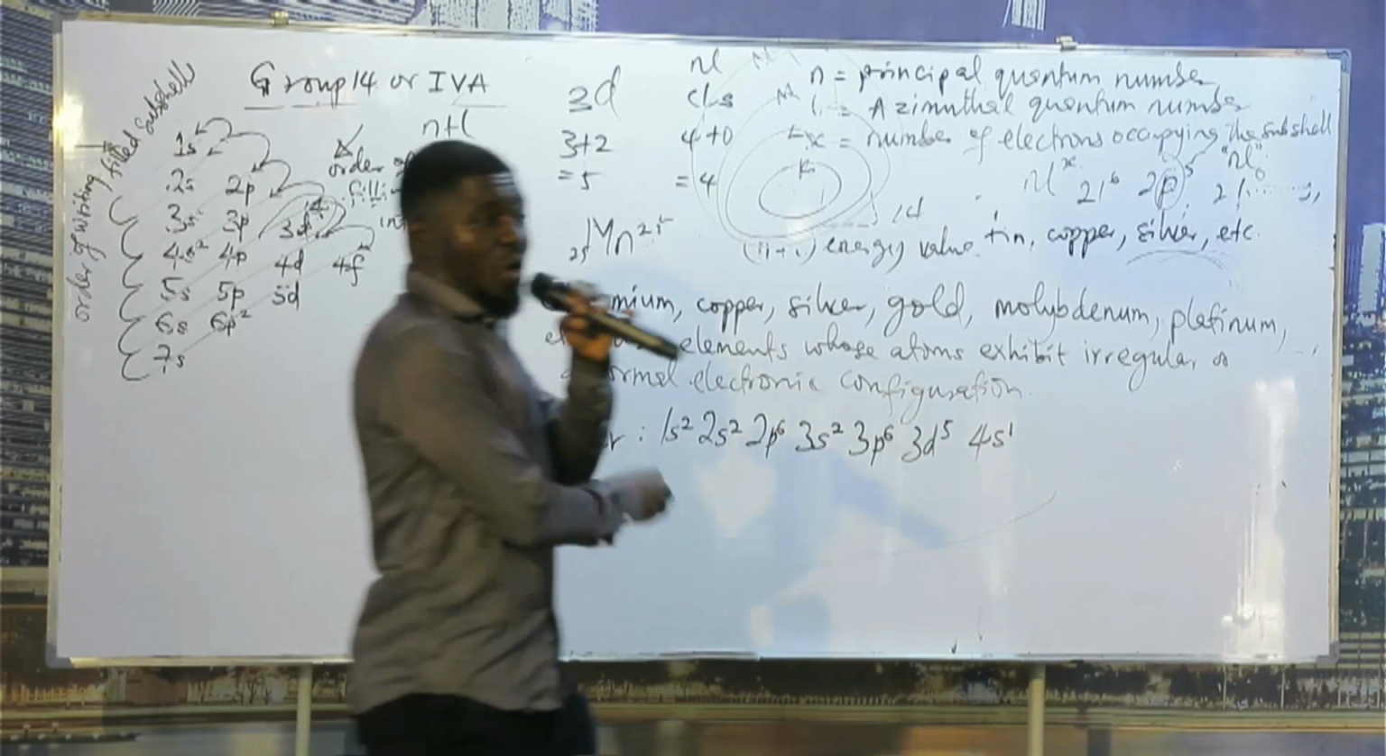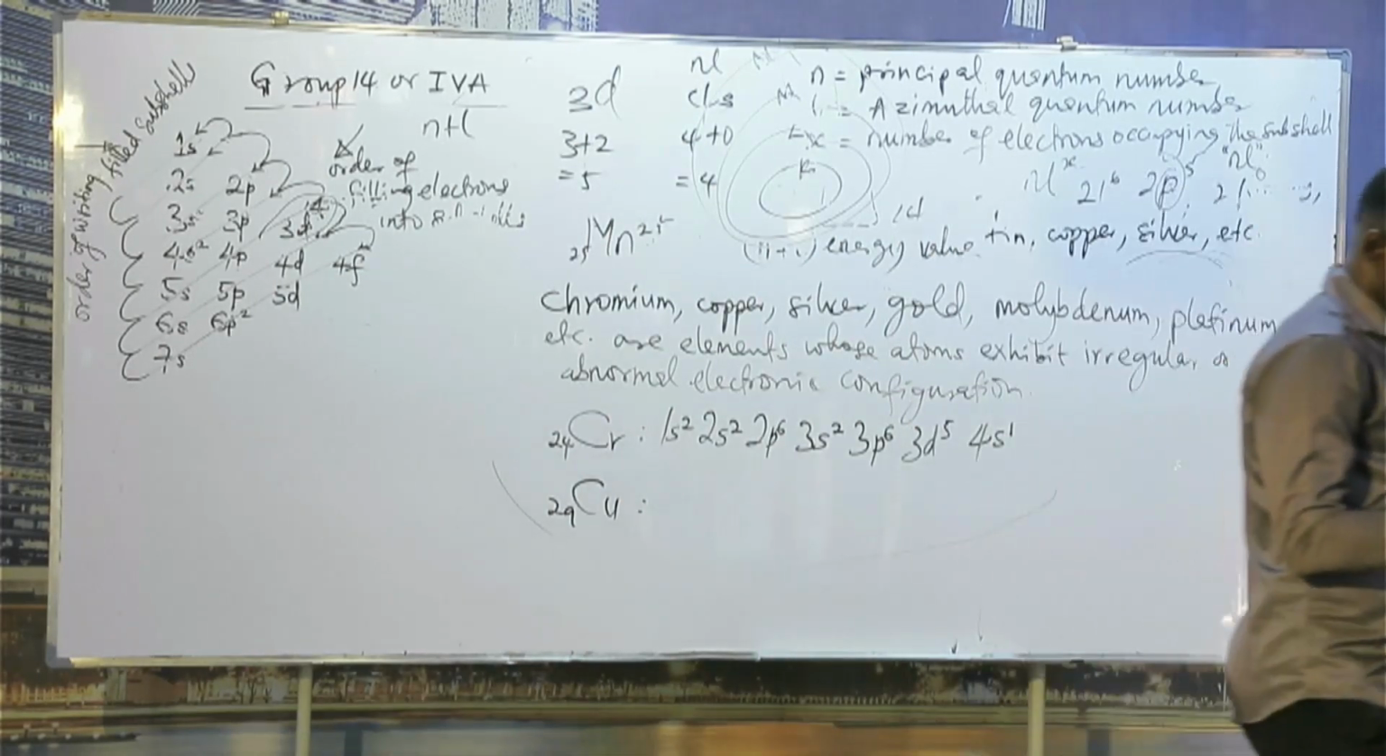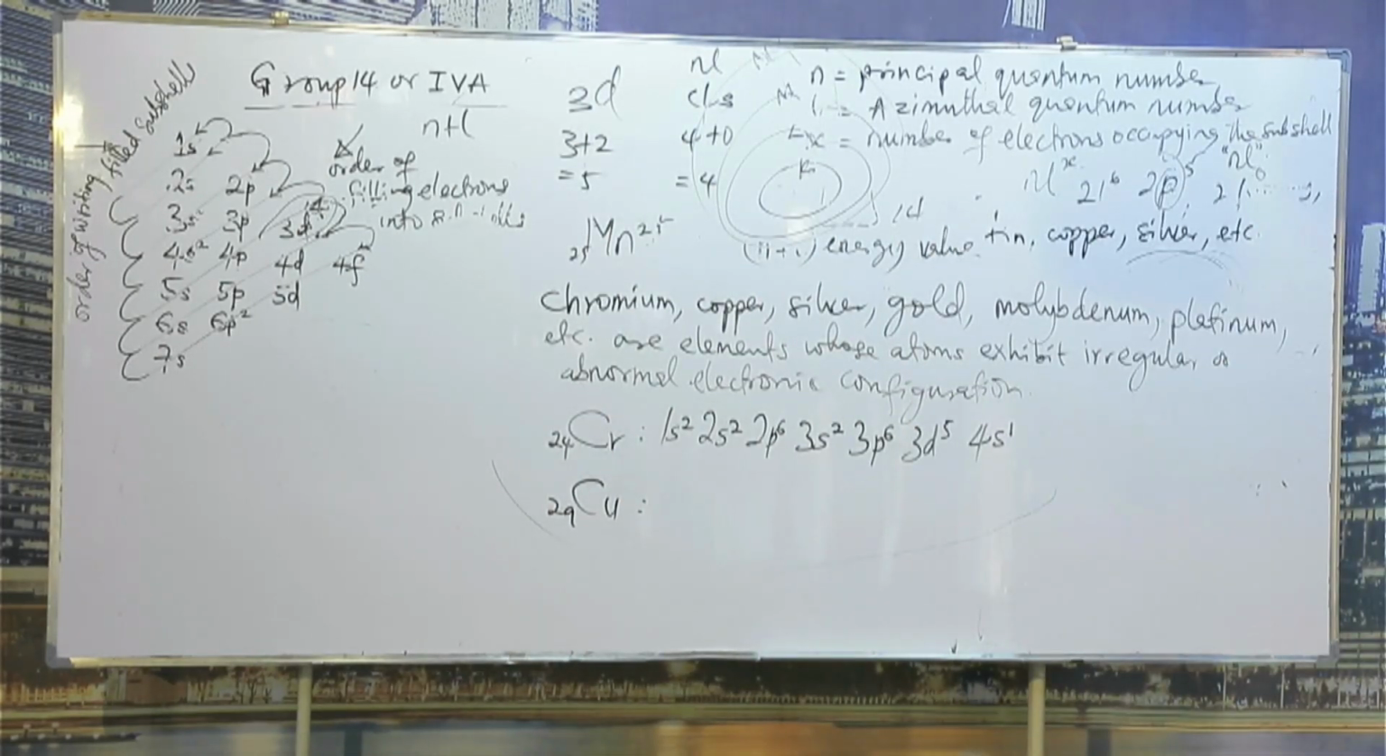Please, we're done. Write copper and go your way. Please, the electronic configuration of tin. You can write it now.